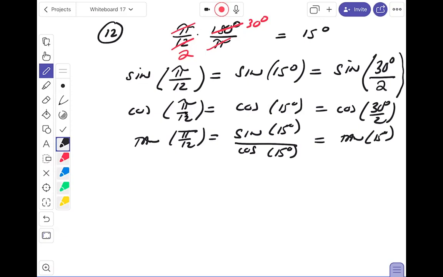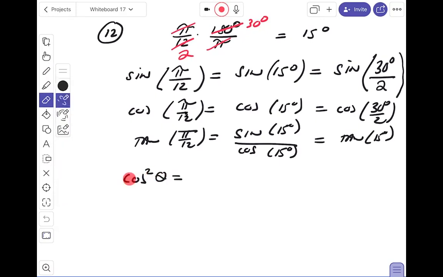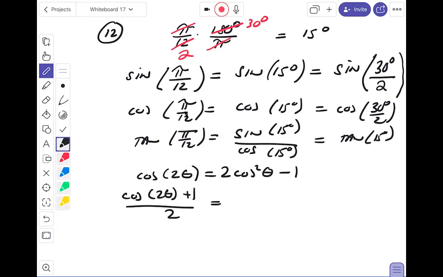And someone says, I don't even know what half angle formula is. We're going to write them down for you. So I write down cosine squared theta. I'm sorry. I'm going too quick with that. I shouldn't have written that down. I'm going to erase that right now. Cosine of 2 theta is 2 cosine squared theta minus 1. Cosine 2 theta plus 1 over 2 is cosine squared theta.